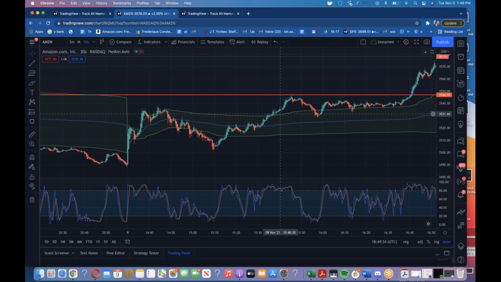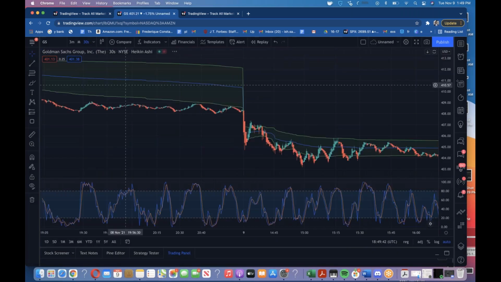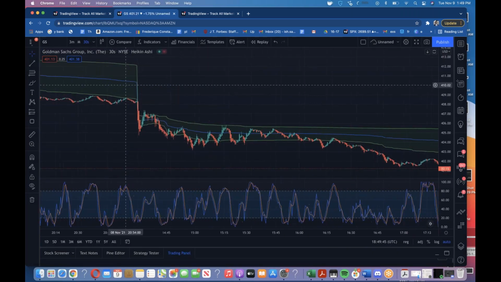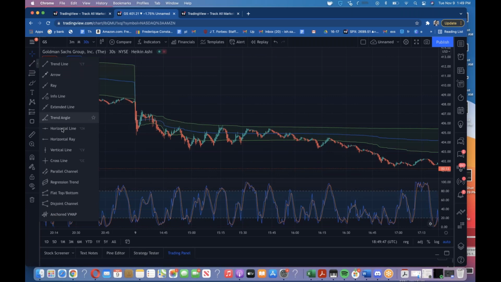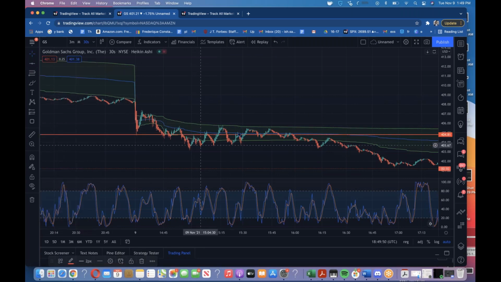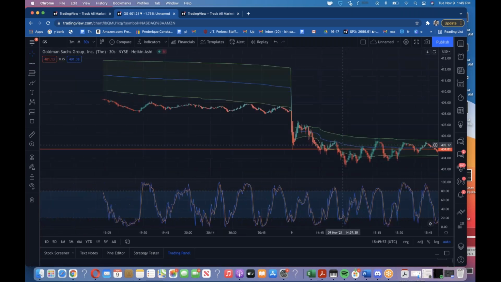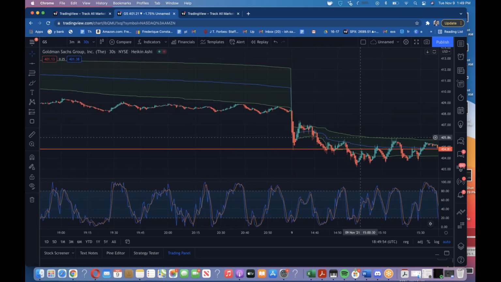The next pullback after that break is an opportunity, right? So let's talk about the downside. Let's talk about GS here, just so you can get an understanding. When you get the NLOD, the new low of day, the next jump after that is an opportunity to get in to go short, right?